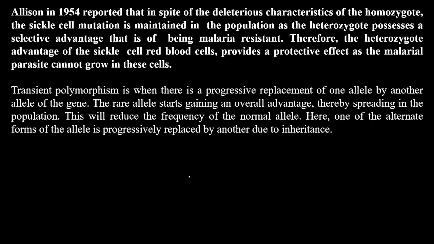And again, remember, we are talking about genetic polymorphism. Now coming to transient polymorphism, both alleles are present, then one allele is replacing the other allele. So one allele is completely replacing the other allele. And a very good example of this is the moth.